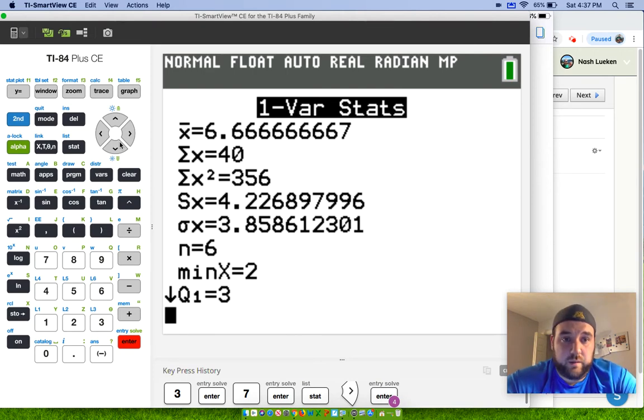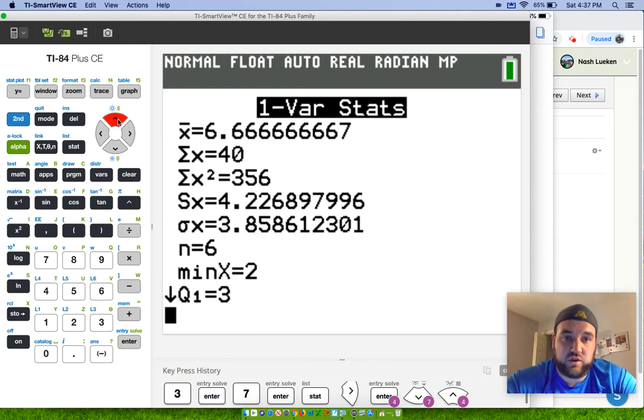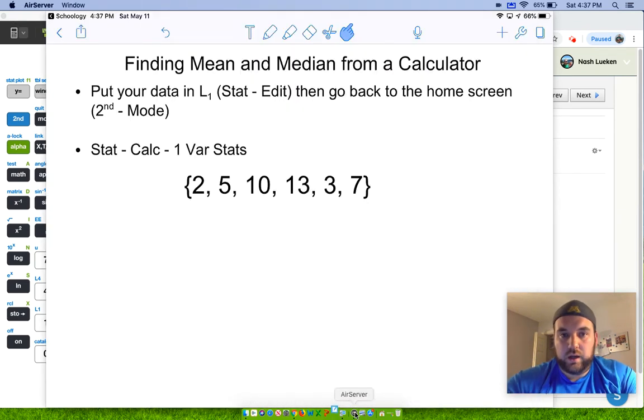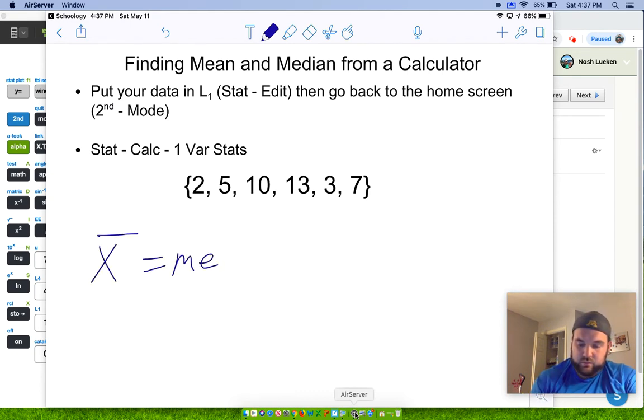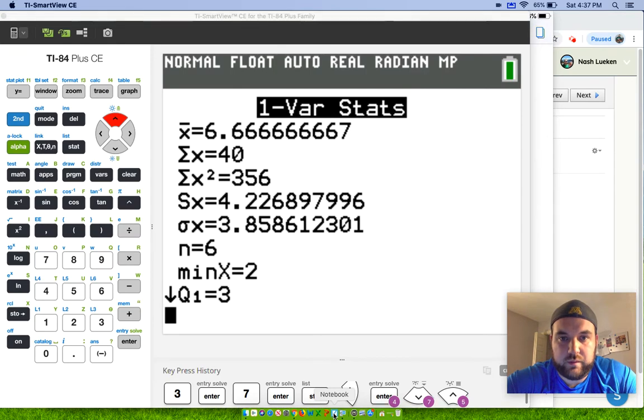So lots of numbers. You'll see this down arrow, so I can keep scrolling down, and it tells me a lot of information about that data set. What I care about is this top line. The x with the bar over it, shocking, math people call it x bar. That gives you the mean of your data set. So x bar is the mean of the data set. That was 6.6 repeating.